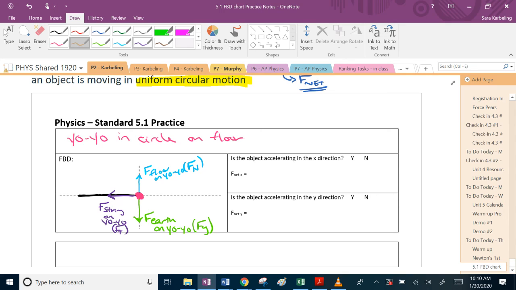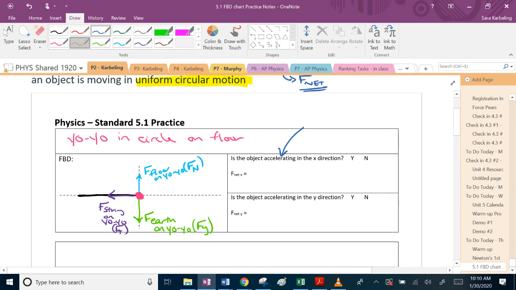Is the object accelerating in the x direction? So remember, this thing is going around and around and around. Haley is like, yeah, it is. Is it accelerating? How do you know? I like that you dance it out.